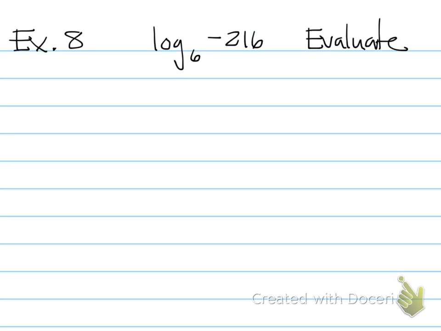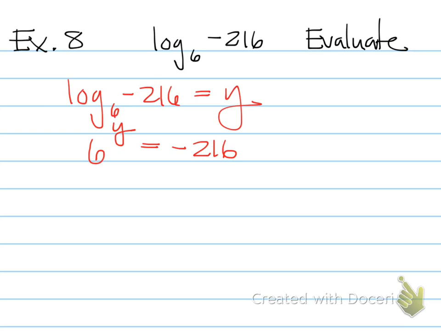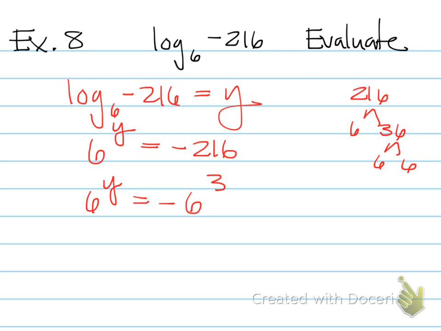Alright, now to evaluate a logarithm, you want to change it to exponential form. So we're going to set this whole thing equal to y. You want to find out the value of this logarithm. To change this to exponential form, we're going to take the base of the logarithm, 6, raise it to the y power, and set that equal to negative 216. And then I'm going to factor 216 to see what that is as an exponent, and that's 6 to the third power. So 6 to the y equals negative 6 to the third.